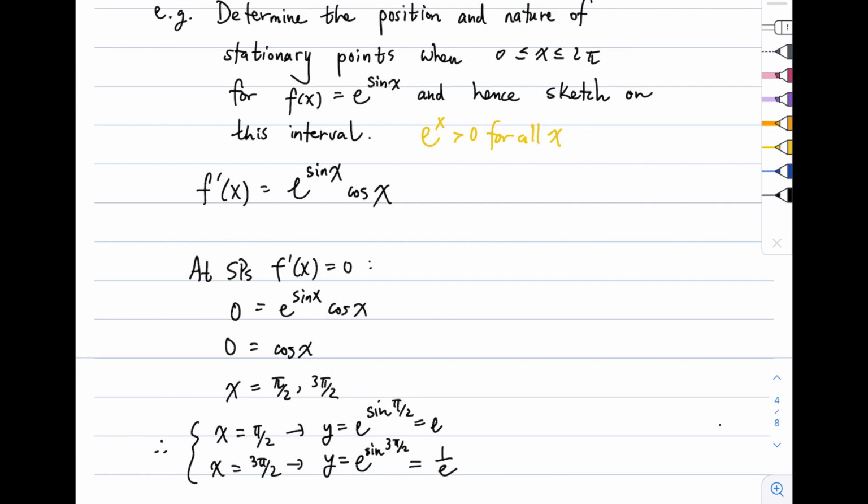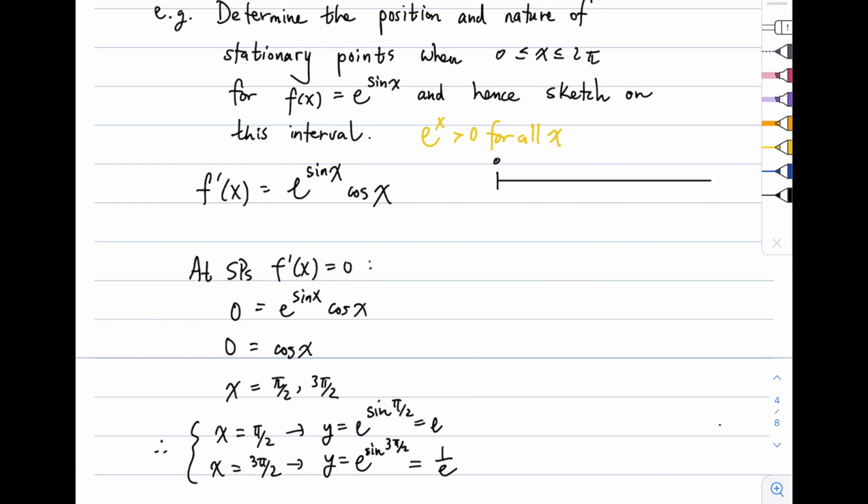We're going to have to determine their nature, classify them, and we'll use a sign chart to do that. Now when you make your sign chart, a common mistake I see is people making their sign chart from negative infinity to positive infinity. Here they only want you to sketch and only determine stationary points in this interval. So your sign chart can have a minimum and maximum value.